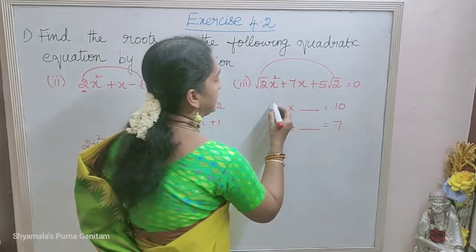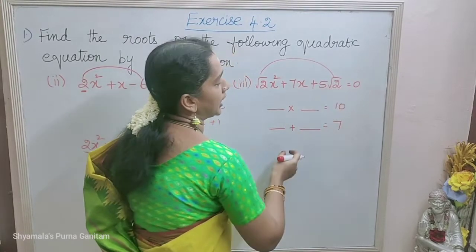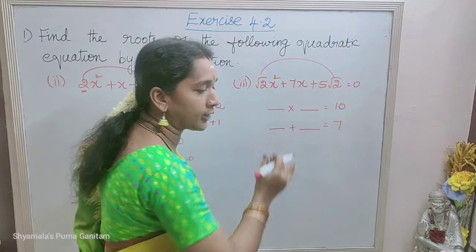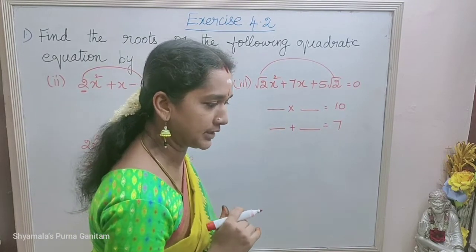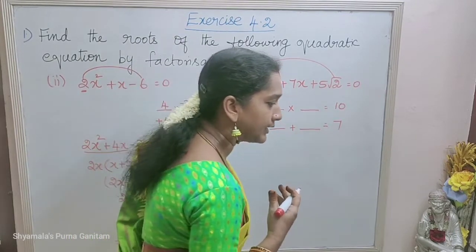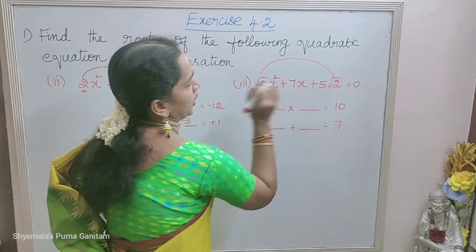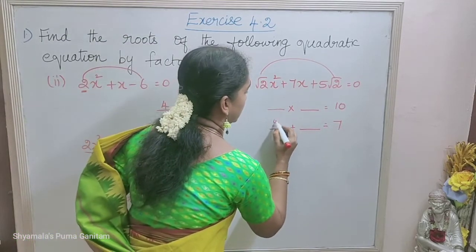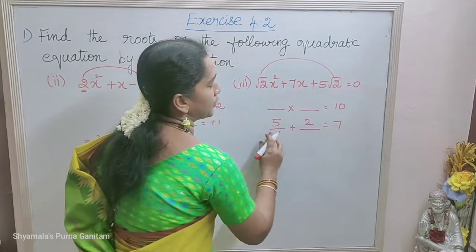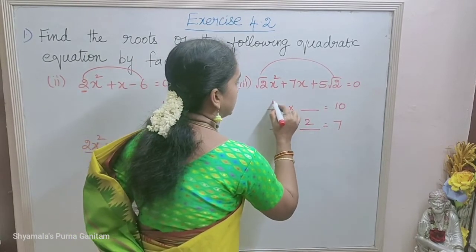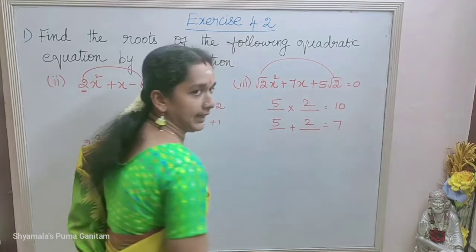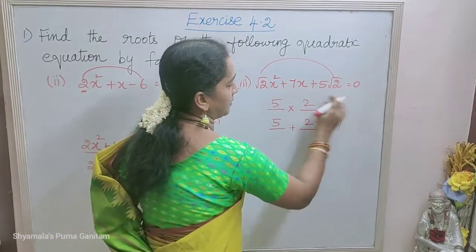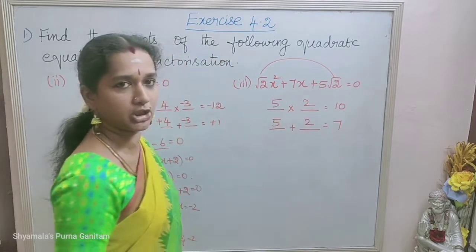So for getting the 10, you should have the root value also. You have to get 7 also. Accordingly, you will take the numbers. Okay. So what numbers will you take? If you want 7, you will take 5 and 2. 5 plus 2 is 7. Same thing, 5 2s are 10. Since both are positive, here also everything will be positive only.